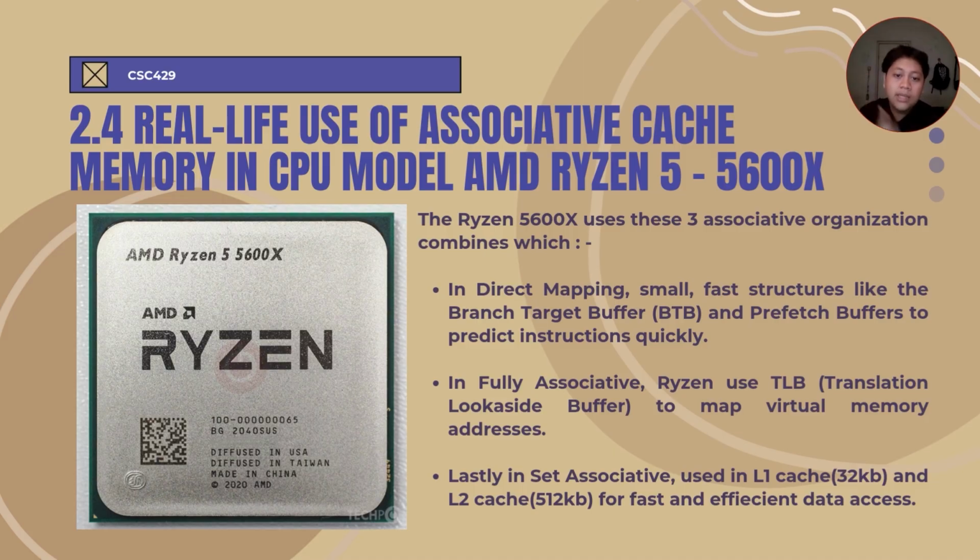First, direct mapping. Think of it like a crystal ball predicting the future. What it does is help the CPU guess what instructions it needs next, like with the branch target buffer. By predicting, the CPU can grab data before it is even asked for, making things incredibly fast. Next, fully associative organization. Think of it like a super smart GPS. It is used in the TLB, which is the translation lookaside buffer. This quickly translates a virtual memory address into a real one. Like a GPS, it instantly finds where data is stored, no matter where it is, keeping memory access super quick.